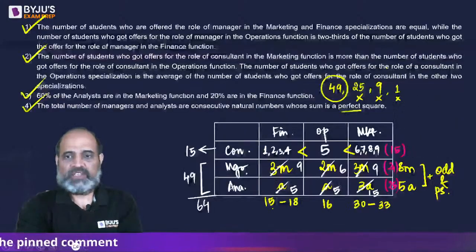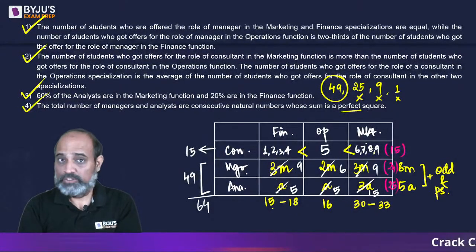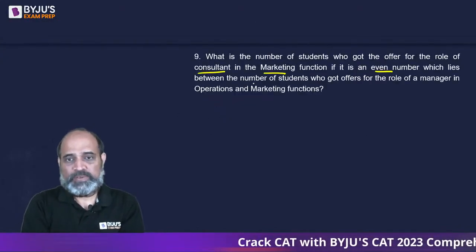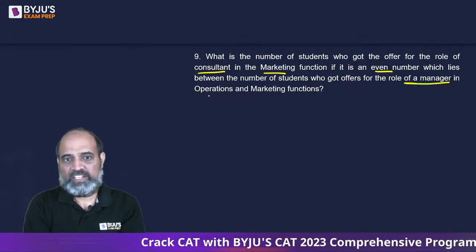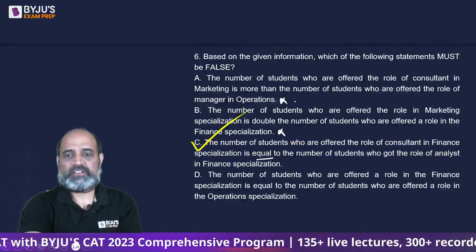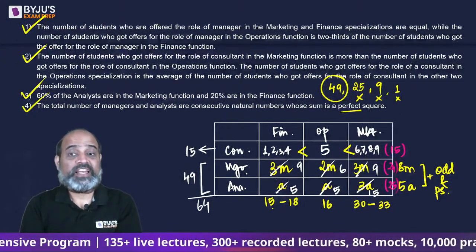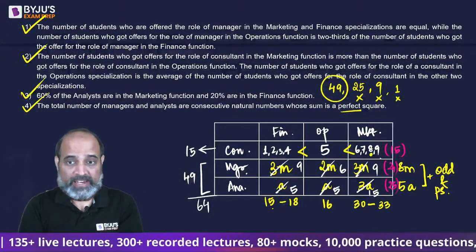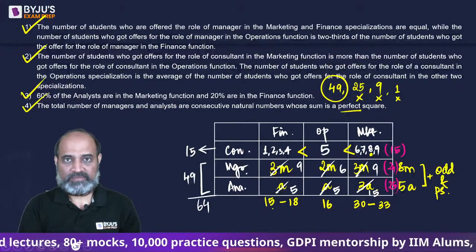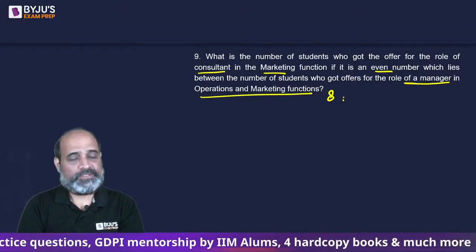Let's check. Consultant in marketing, if it is an even number, so it can be 6 or 8, right? Both are possibilities. It's a data sufficiency style question, so obviously we have something more, which lies between the number of students who got offers for the role of a manager in operations and marketing. Manager in operations and marketing is 6 and 9. So we need an even number which is between them. So it's going to be 8, because 8 lies between 6 and 9. 6 doesn't lie between 6 and 9. You know? Okay, so this is going to be 8.